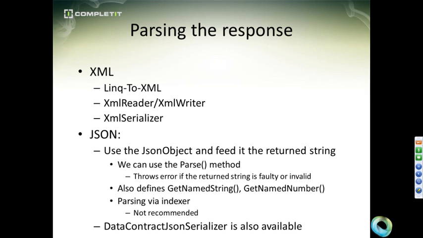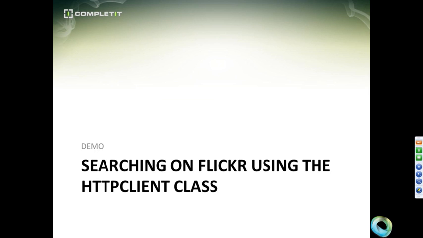If the response is coming in as JSON, we can use the data contract JSON serializer, or also use the JSON object to do parsing of the returned string. You can use the parse method on that. You can use the get named string or get named number to pass in a property and get back the value, or you can also use the indexer on the JSON object. That is not recommended. So in terms of working with REST, the story is very simple. Use the HTTP client instead of the web client.